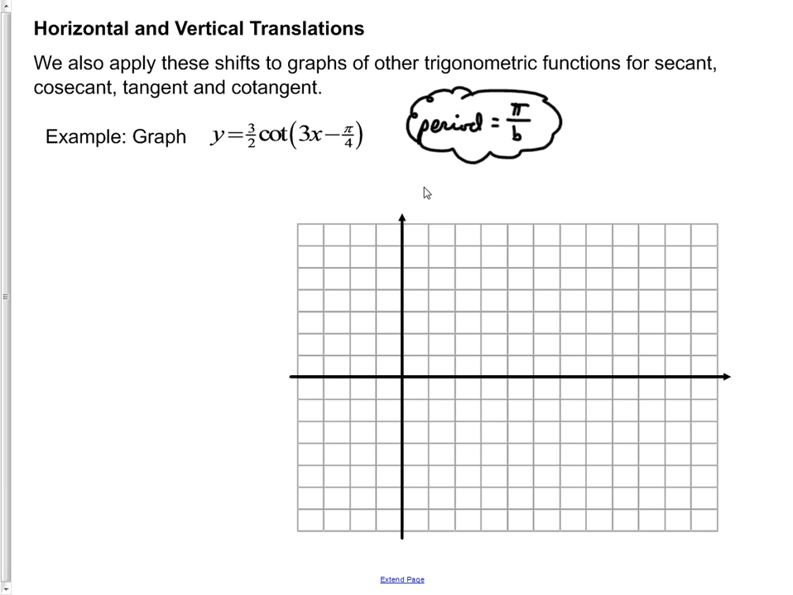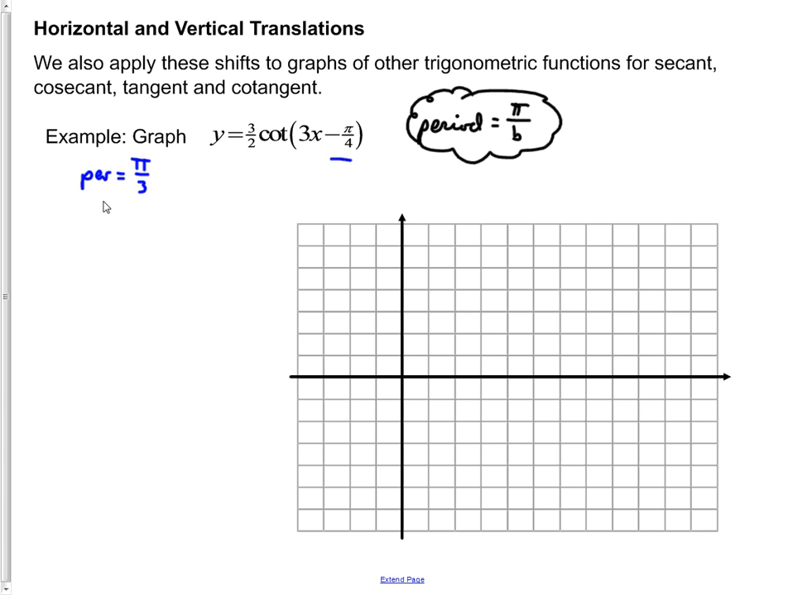So in this case, our period for our graph is going to be, I'll put it here in blue, pi over 3. So one full cycle would be coming from 0 to pi over 3. Remember, the cotangent function started at 0 and ended at pi before, so now it's going to be 0 to pi over 3. Except that there's a shift.